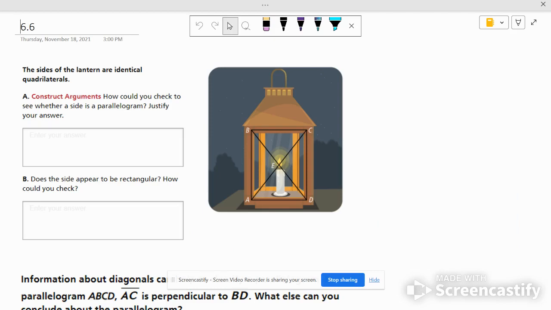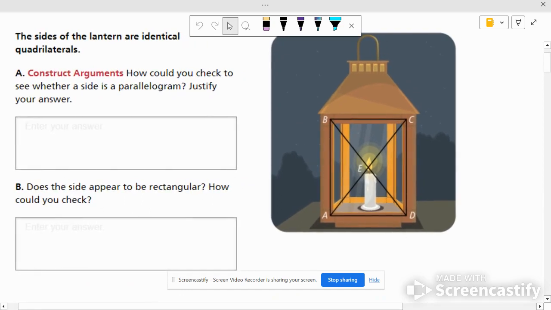Looking at this lantern, okay? The sides are identical quadrilaterals. How can you check to see whether this is a parallelogram right here? What's one way of checking whether it's a parallelogram? It looks like it. If opposite pairs of sides are congruent, then it's a parallelogram.